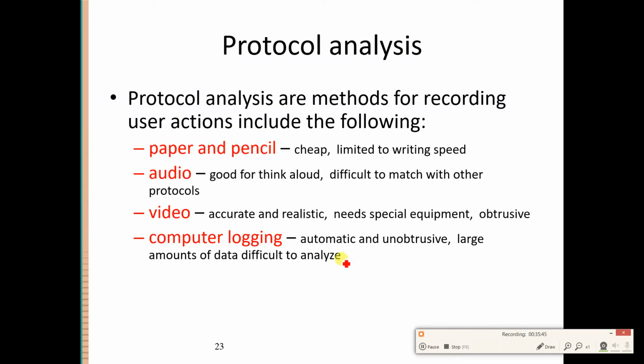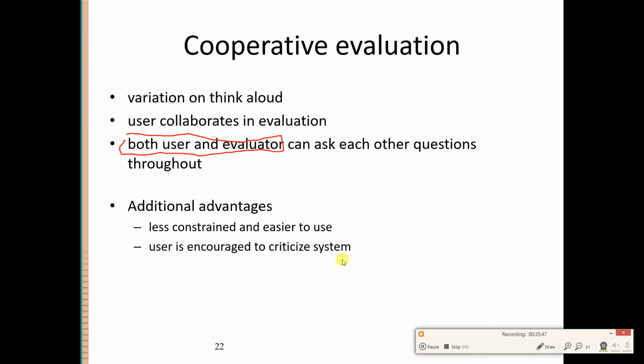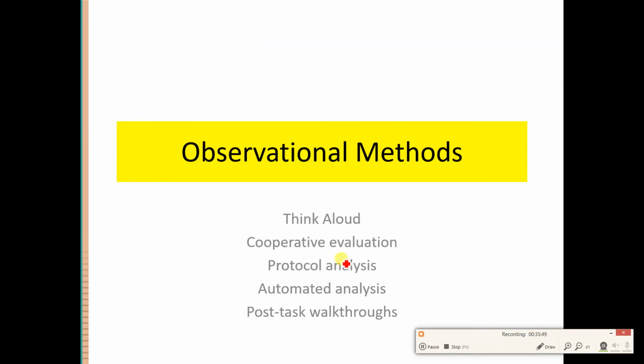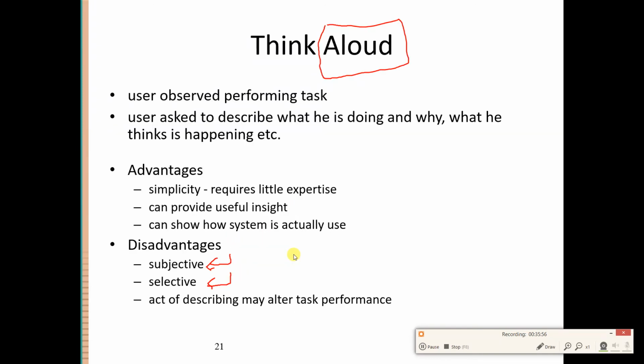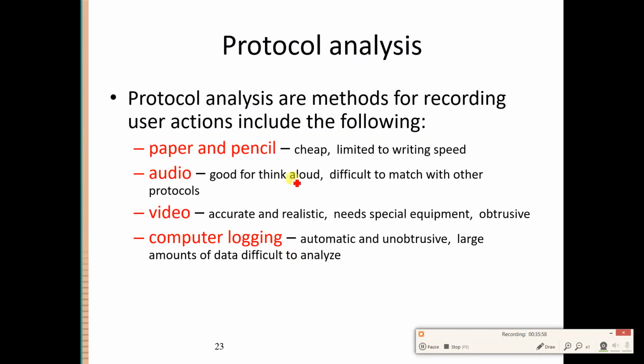The next method of evaluation is protocol analysis. Now we are talking about the observation method. We have discussed think aloud and cooperative evaluation, and now we are discussing protocol analysis. Protocol analysis is a method for recording the user's actions, and this includes the following. The important word here is recording: whatever the user is doing, we have to record it.